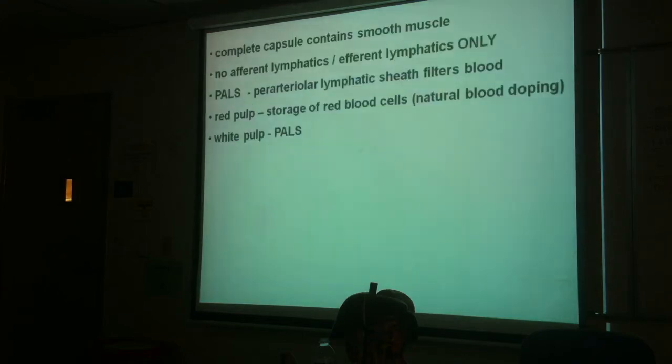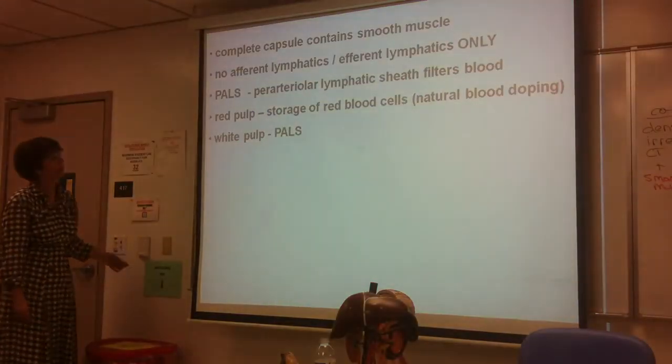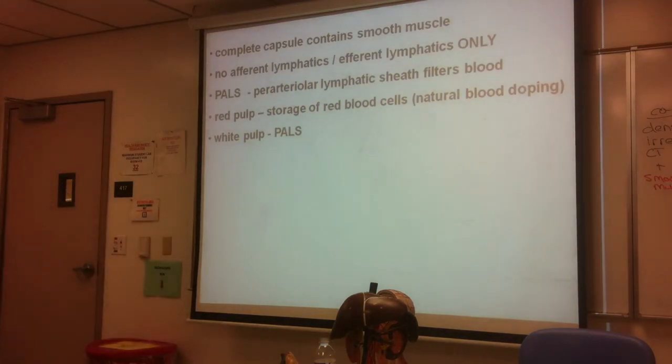So right here are the other characteristics of the spleen. It has a complete capsule like a lymph node does, but unlike a lymph node, that capsule is going to contain smooth muscle.